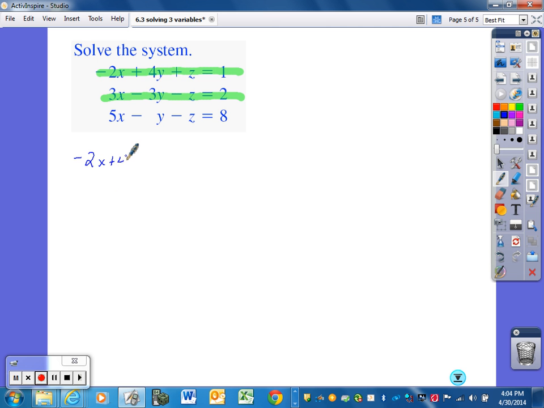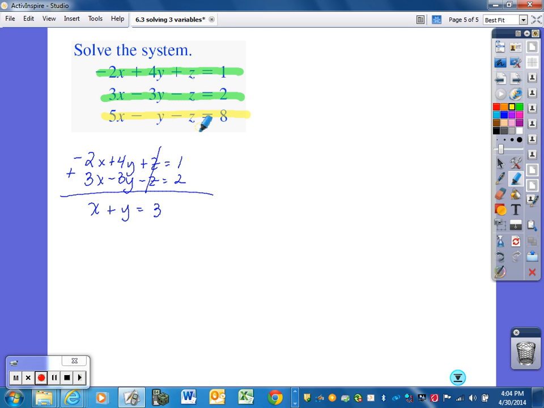Negative 2x plus 4y plus z equals 1. 3x minus 3y minus z equals 2. When I simply add them, my z's drop. So I have x plus y equals 3. Then I have to use the bottom one. It's a negative z, so I'm going to choose the top one. This is a positive z.